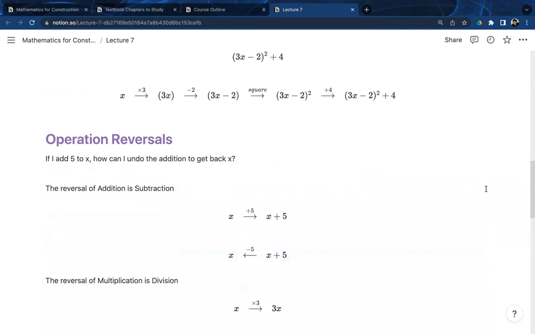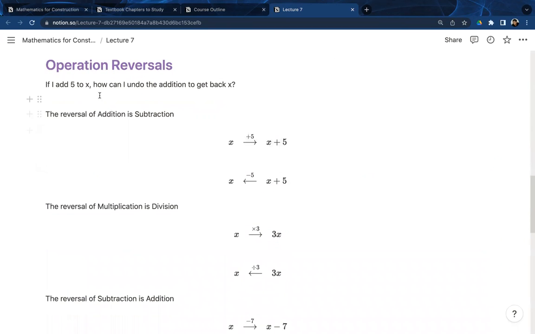So operation reversals. If we add 5 to x, how could you undo the addition? You have x and you add 5 to it, you get x plus 5. How do you go in the reverse direction? If you have x plus 5, what do you need to do to get x? You need to do the reverse of addition, right? Which is subtraction.